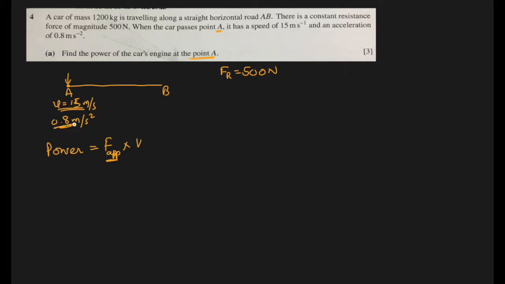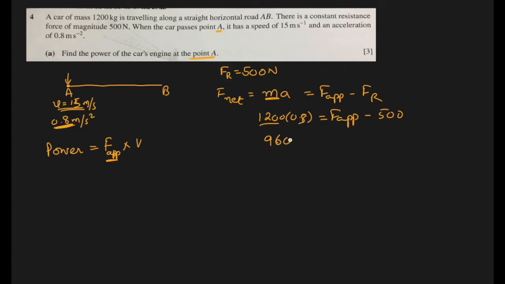Now, since acceleration is known, we can use the formula we used earlier. F net is equal to ma, which is the forward force or applied force minus the resistive force, right? m is known to us, which is 1200. Acceleration is also known to us, 0.8. At that point, applied force we are on the way to find out, but we know resistive force is 500 newtons. 12 times 8 is 96, so 960 Newton is equal to F applied minus 500.